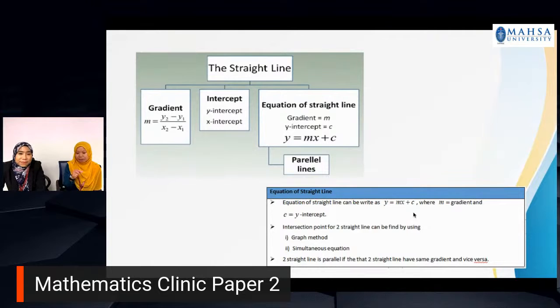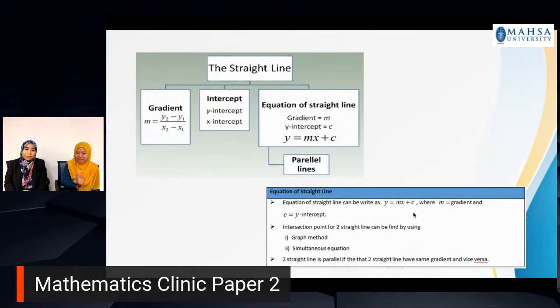Before that, if you want to find the gradient, there is one formula to find the value of the gradient: m equal to y2 minus y1 divided by x2 minus x1. So first, you must know the equation of a straight line, y equal to mx plus c, and how to find the m value. Another important thing is you must know the concept of x-intercept and y-intercept. Later I will explain their meaning.